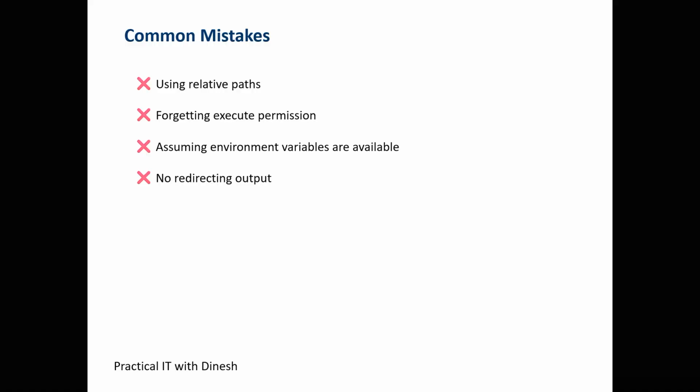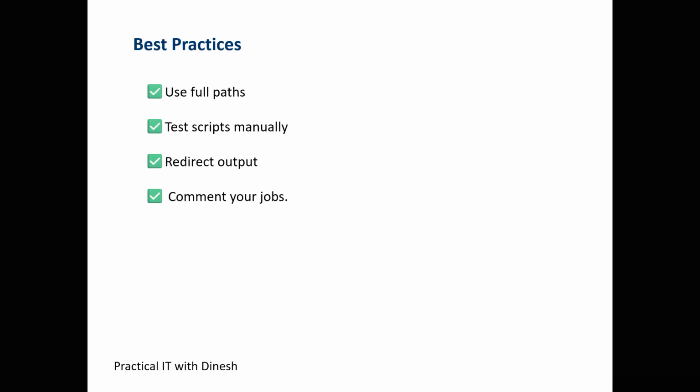These are some common mistakes. Cron doesn't always start in the directory you expect. First mistake is using relative paths. Second mistake is forgetting execute permissions on the script. Third mistake is assuming environment variables are available. And fourth mistake is not redirecting output. These are some best practices. Use full paths, test scripts manually first, redirect output to a log file, add comments, keep cron jobs simple.